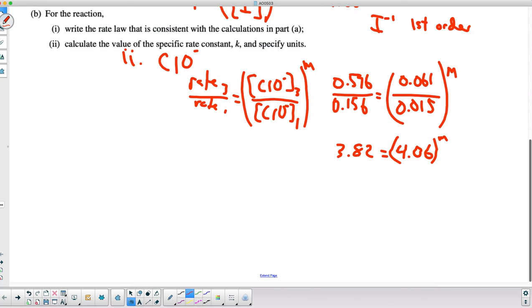That gives me an m close enough to 1. These are a little bit far apart, but it's close enough, which means that this is going to be first order also. First order. All right, I'm going to stop there, and then we'll handle part B in the next part.